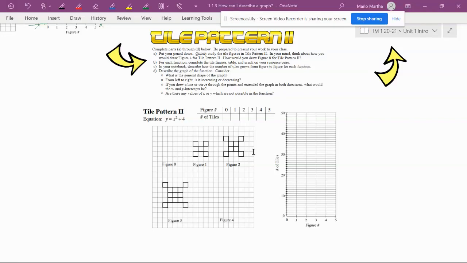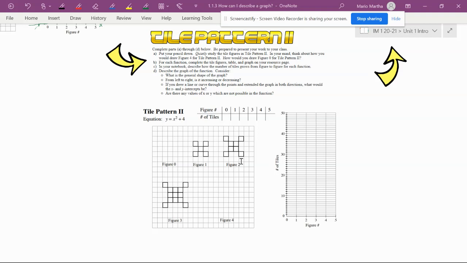So lesson 1.1.3. Now we're talking about part 2, tile pattern number 2. Complete parts A through D below. Be prepared to present again your work to the class. In this case, you guys are just going to share it on Edpuzzle. Put your pencil down and quietly study the tile figures in tile pattern 2.